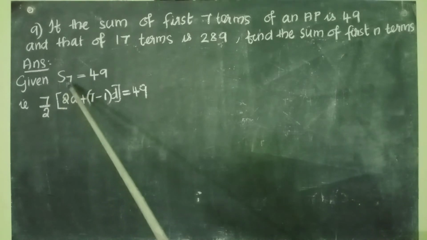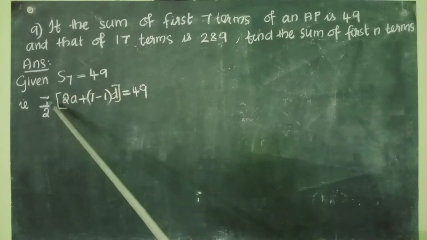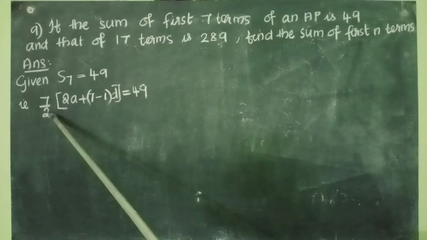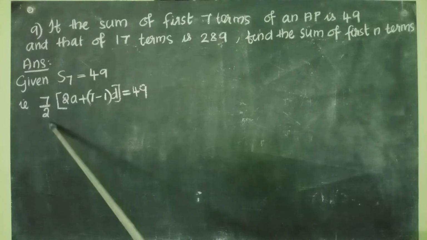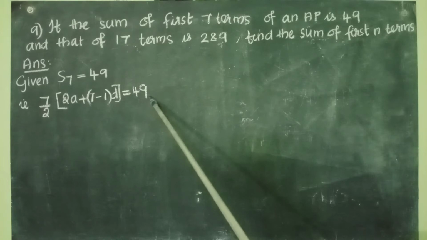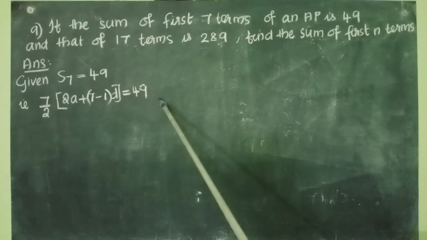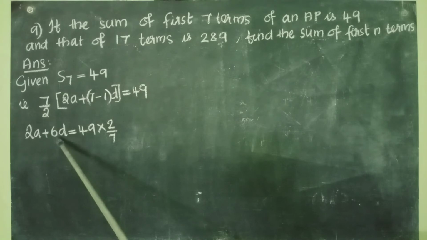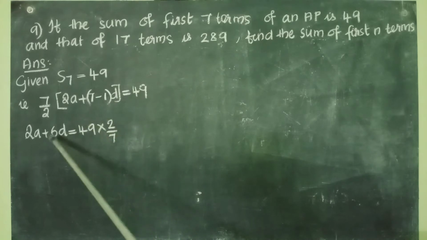We have S7 equal to 49. This 7 is number of terms, n equal to 7 and S7 equal to 49. So that we can give in the equation n by 2 into 2a plus n minus 1 into d. So we get 7 by 2 into 2a plus 7 minus 1 into d equal to 49. This 7 by 2 we can take to right side. It will be into 2 by 7. We get 2a plus 6d equal to 49 into 2 by 7. This 7 minus 1 is 6d.